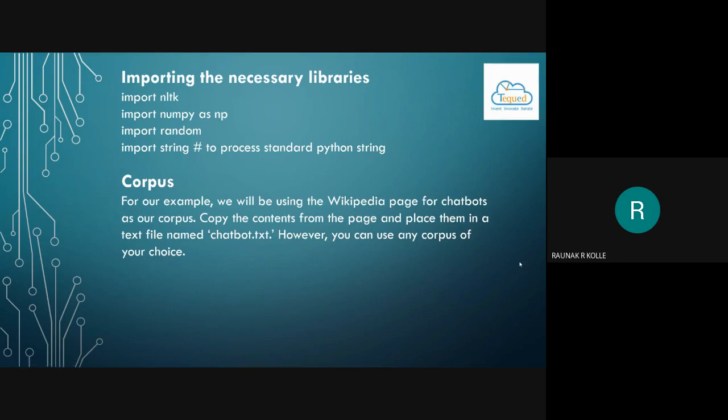To build the chatbot, we will first import the necessary libraries such as NLTK, NumPy, random, string, and so on. For our example, we will be using the Wikipedia page for chatbots as our corpus. We will copy the contents from the page and place them in a text file named chatbot.txt. However, you can use any corpus of your choice, but we will be using the Wikipedia page for chatbots as our corpus.